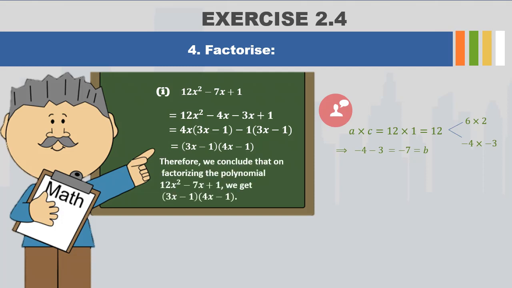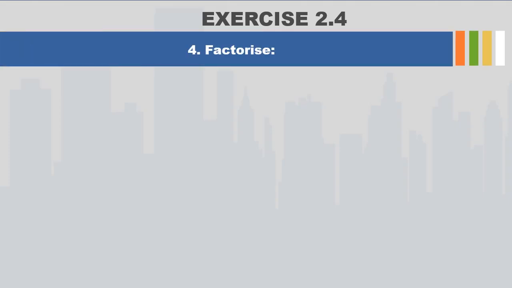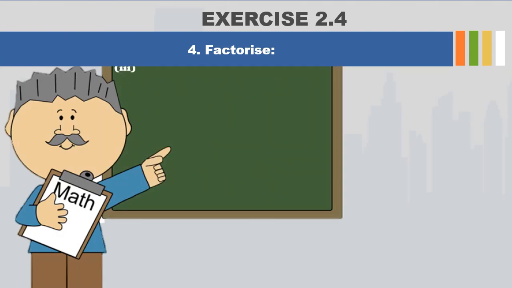Therefore, we conclude that on factorization of the polynomial, we get the two linear factors 3x minus 1 and 4x minus 1. Now proceed for next question. In that question, we have to factorize again by using splitting of middle term. The standard form of a quadratic is given 6x square plus 5x minus 6.